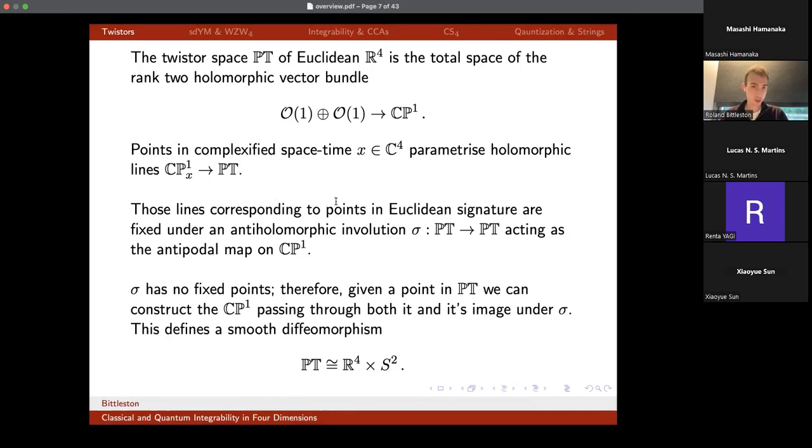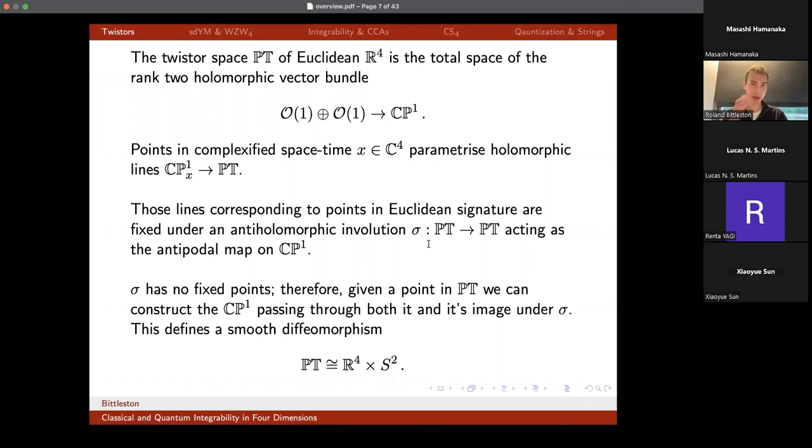The twistor lines, those CP1s I'm going to refer to as twistor lines, and those that correspond to points in the Euclidean slice of space-time are fixed under a particular anti-holomorphic involution of this three-dimensional complex manifold. The precise form of it isn't going to be important, but crucially, it does act as the antipodal map on the base, on the Riemann surface base. And as a consequence of that, it never has any fixed points. So if you give me a point on twistor space, I can find the image under this map, construct the line passing through both points, and then this line will manifestly be fixed under that anti-holomorphic involution.